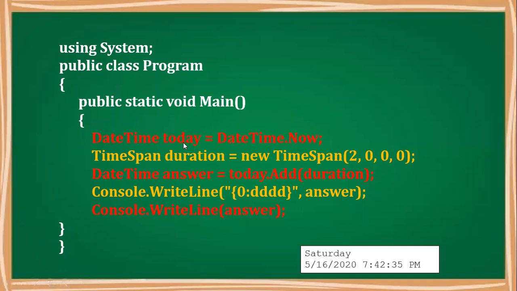To avoid the confusion, I'll tell you what we are doing here. With the first line, we are getting the current date and time and storing it in the today object. Then we are creating a TimeSpan with our own values in the object duration. And then we are using today.Add. That means to the current date and time, we are adding our created TimeSpan.